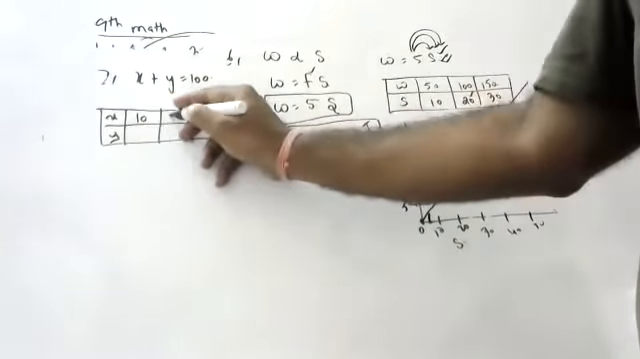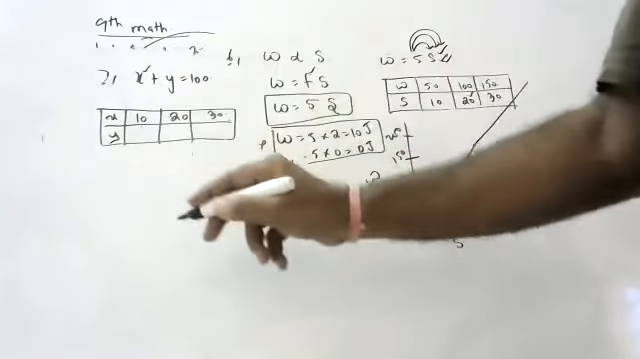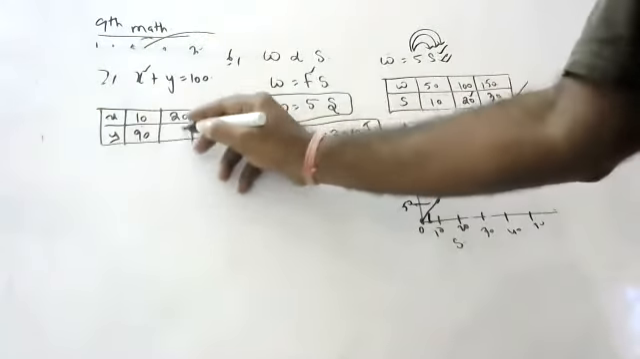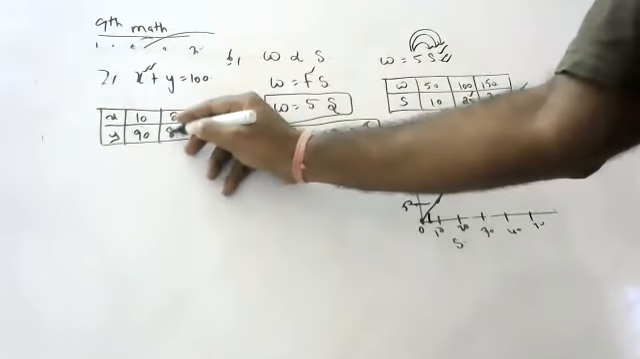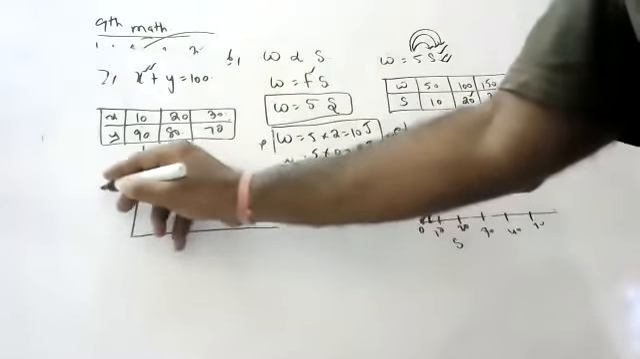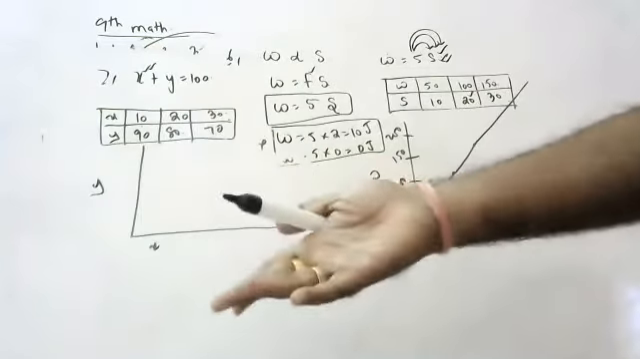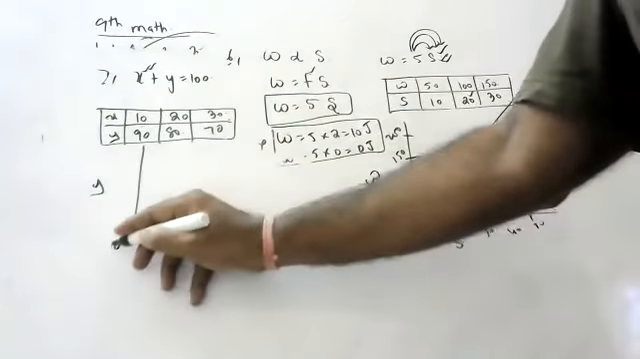X, sir. If x is 10, 20, 30, what will be y if x is 10? 90, sir. What will be y if x is 20? 80. 70, sir. Let's plot the graph, children. x, y. Nothing will happen. Anywhere you can take, because x is Yamini and Fatima.